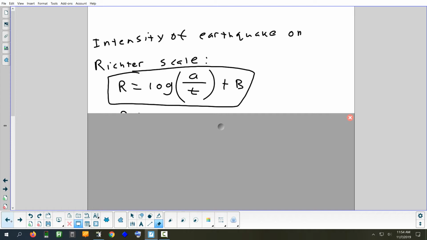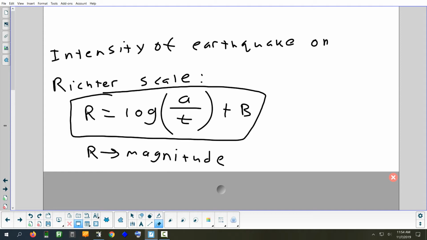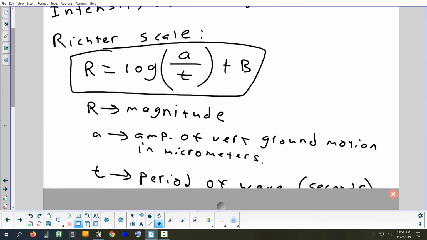So, last thing we're going to look at is a specific equation that uses logarithms. And this is an equation for calculating the intensity of an earthquake. If you've seen on TV or read in a book the Richter scale, like a magnitude 5 earthquake, that's what this is. So there are 4 variables. R is the magnitude. That's the number that you usually hear on the news so people know how powerful it was. A is a factor that they give you in the word problem that measures the amplitude of the ground motion in micrometers.